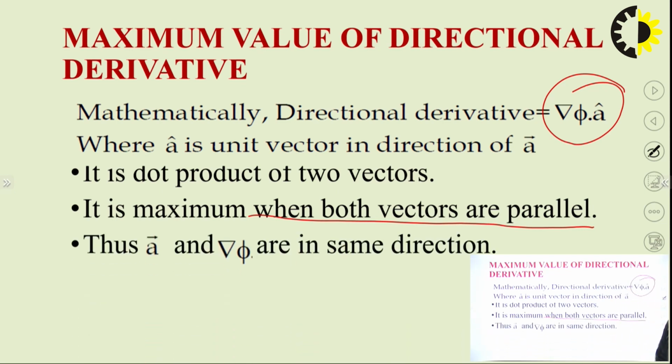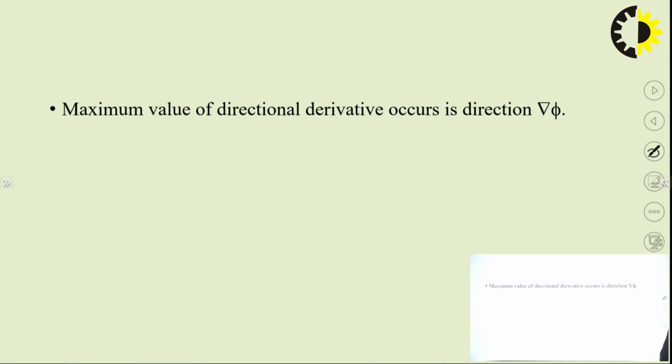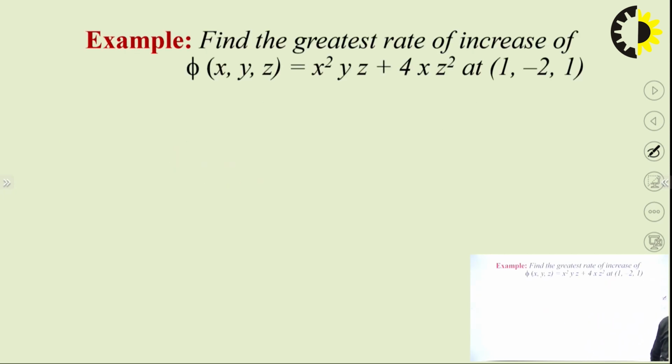Now calculate del phi, and in the same direction the dot product of the vectors can be calculated. The maximum value of the directional derivative occurs in the direction of del phi, and it is defined by the magnitude of del phi. In this way we can calculate the maximum gradient.